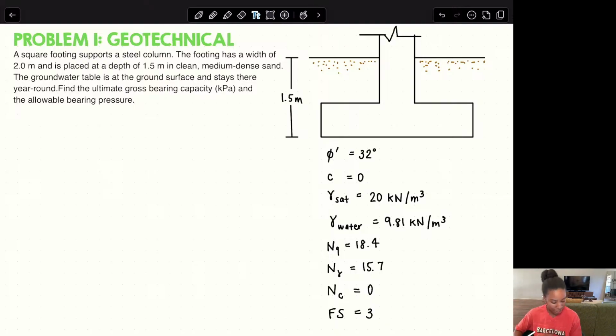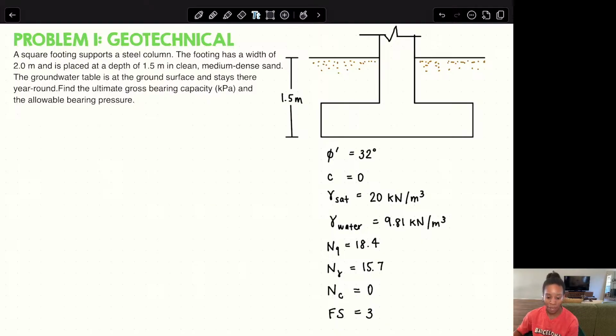Problem number one says that a square footing supports a steel column. The footing has a width of 2 meters and is placed at a depth of 1.5 meters in clean, medium dense sand. The groundwater table is at the ground surface and stays there year round. Find the ultimate gross bearing capacity in kilopascals and allowable bearing pressure.